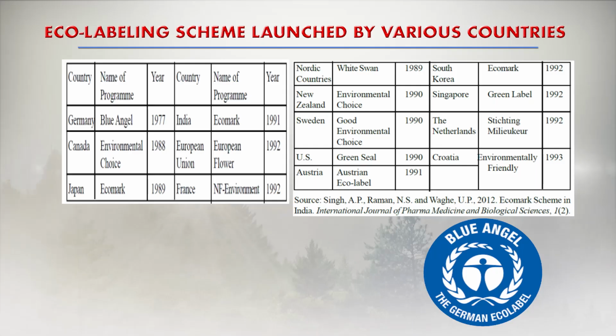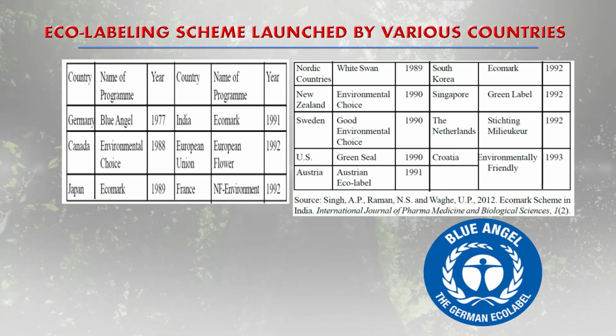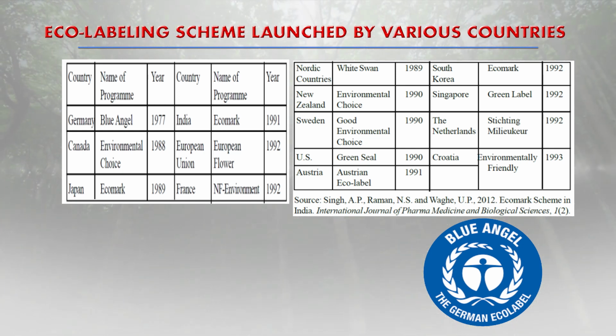Moreover, at the global level, the eco-labeling scheme is coordinated by the global network of countries, and India is also a member of the same. So these are the environmental or eco-labeling schemes launched by various countries. In the case of Germany, it was the Blue Angel which came in 1977.